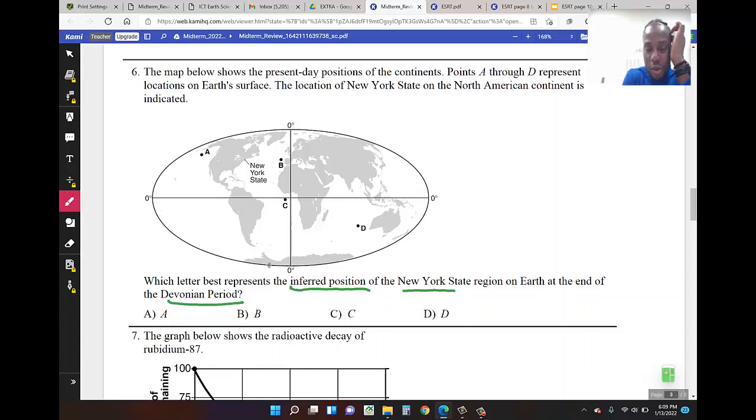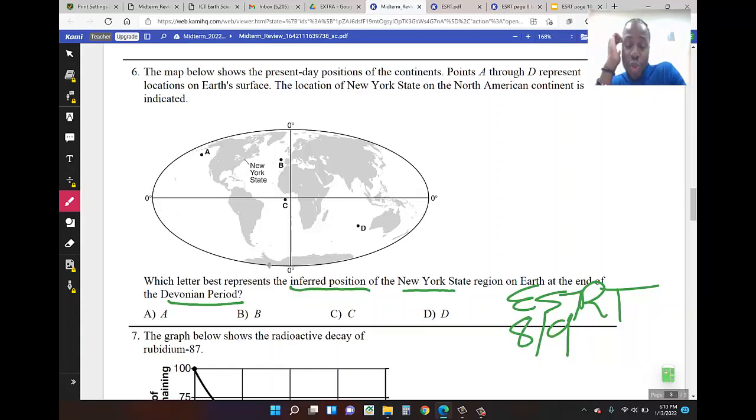Okay. So those are the key things that stand out to me in that sentence. Inferred position, which means where was New York thought to have been during the Devonian period. So once I see the Devonian period there, I know that of course this is ESRT. Once again, pages 8 and 9, or 9 and 8, whichever way you choose to put it.